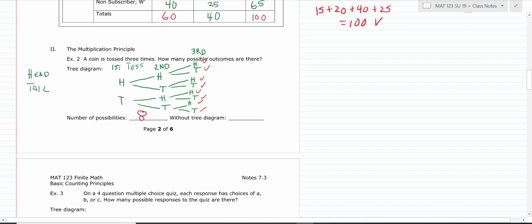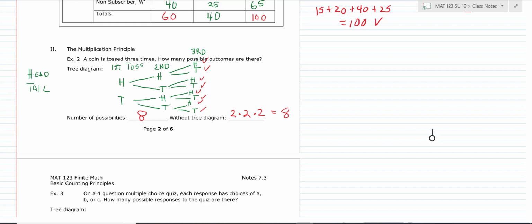All right? Well, how do you do this without the tree diagram? Well, there's basically 2 things that can happen. So what you do is 2 multiplied by itself 3 times because there's 3 tosses, and that gives 8. We call that the multiplication principle. So we're going to learn a little bit about that in this section as we go.